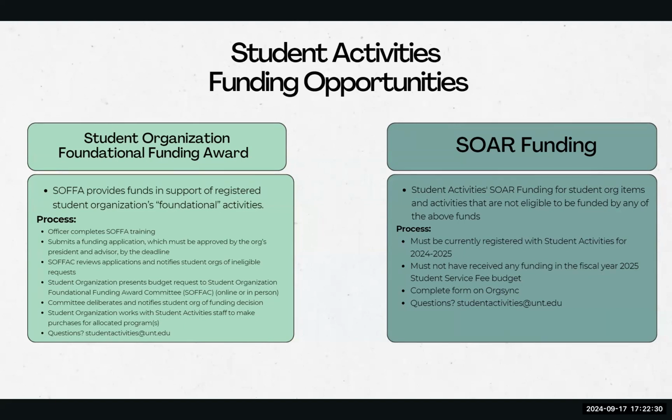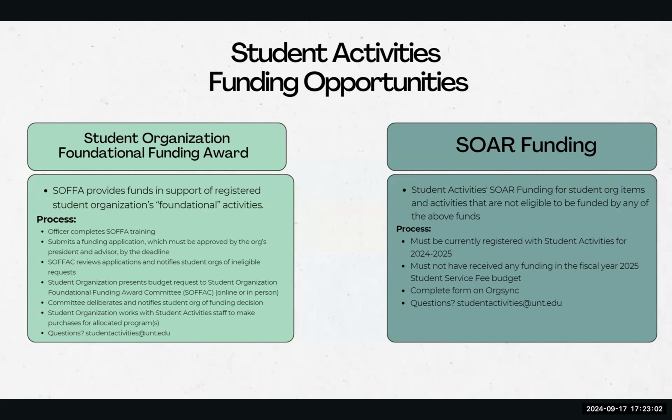And then after you have done the funding application, the SOFAC committee, which is Student Organization Foundational Funding Award Committee, reviews the application and notifies the student org of ineligible requests as well. And then the student organization presents budget requests to the SOFAC committee, online or in person. The committee deliberates and notifies the student org of the funding decision. And then the student organization will work alongside student activity staff to make the purchase for the allocated programs.